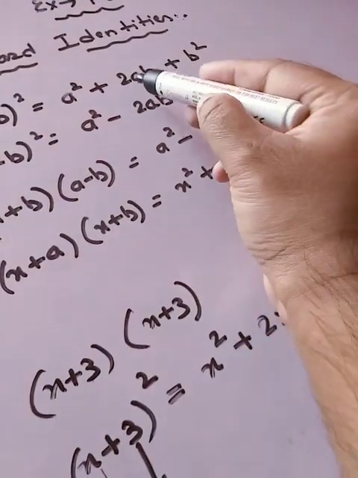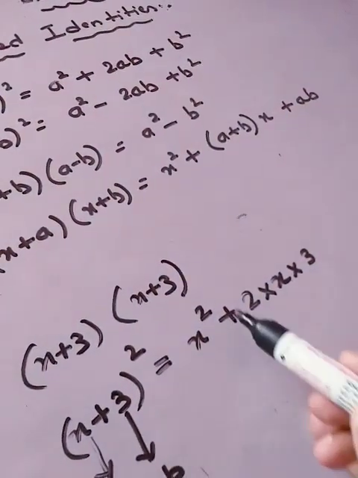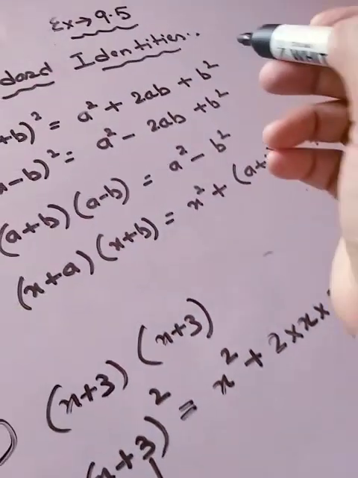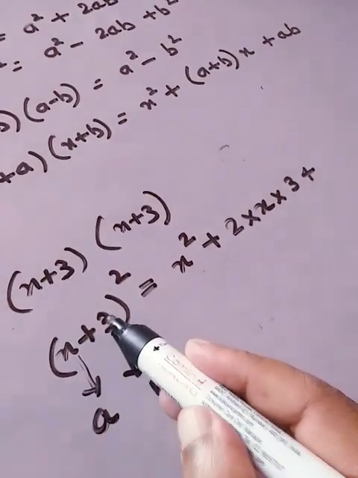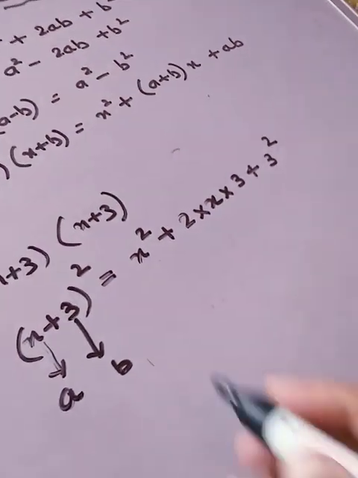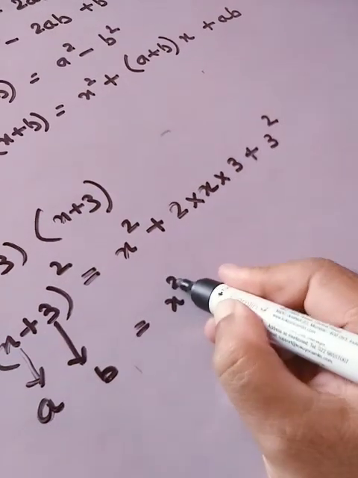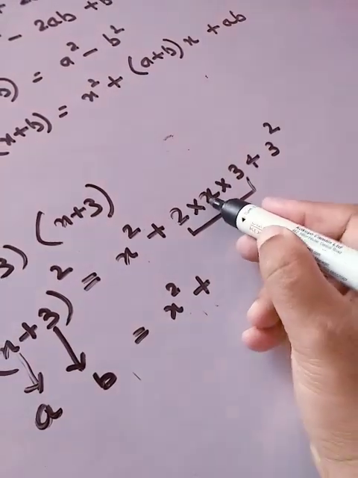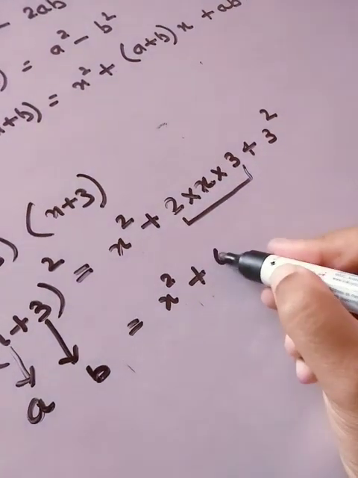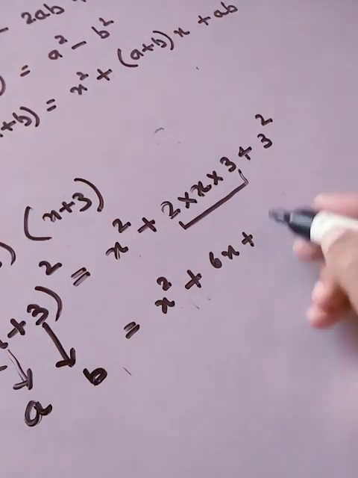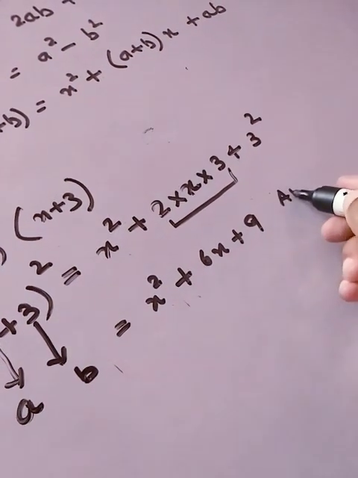So now this part is also done. A square I have written, plus 2ab I have written. What is the last thing given in the identity? It is b square. Now what is b? B is 3. So b square. Now let's solve this. X square is x square only. Now if you multiply these 3 things, what will you get? 2 into x, 2x. 2x into 3 is 6x. 3 square means 3 into 3, and 3 into 3 is 9. So this is your answer.